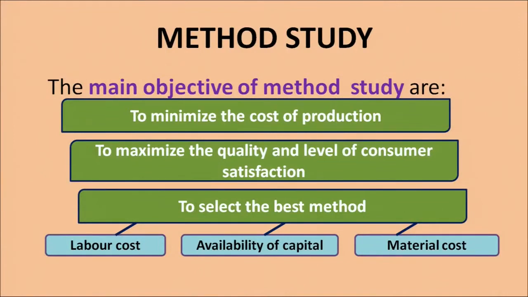The main objectives of method study are to minimize the cost of production, to maximize the quality and level of consumer satisfaction, and to select the best method, which will depend upon the labor cost, the availability of capital and the material cost. So, the ultimate objective of method study is to identify the best possible method of producing the commodities.